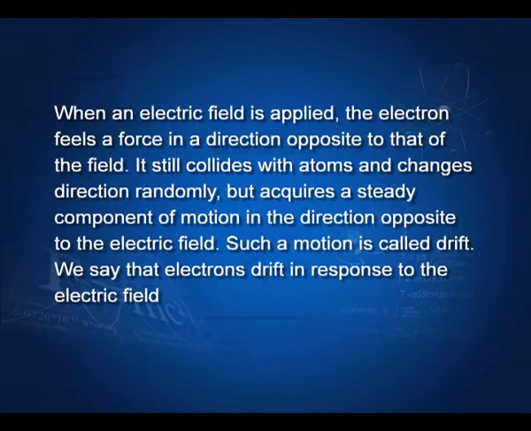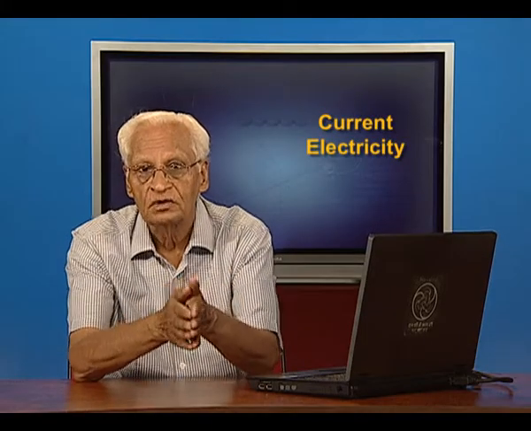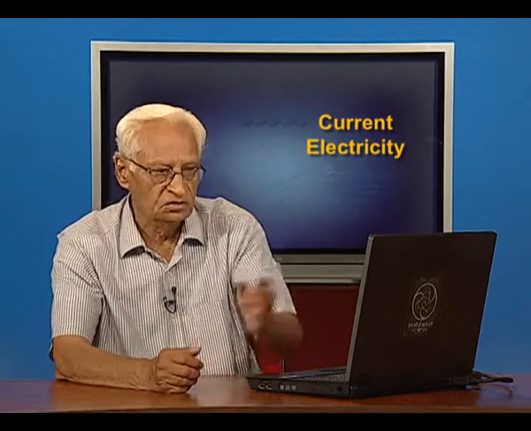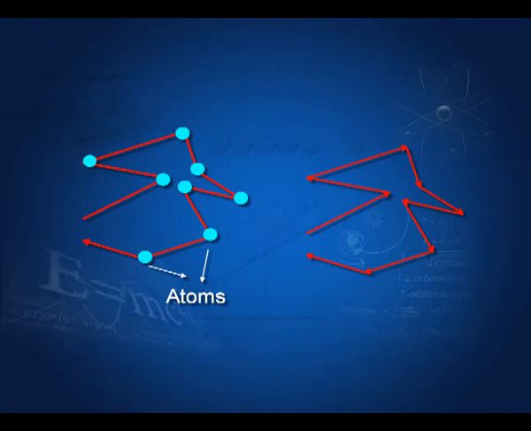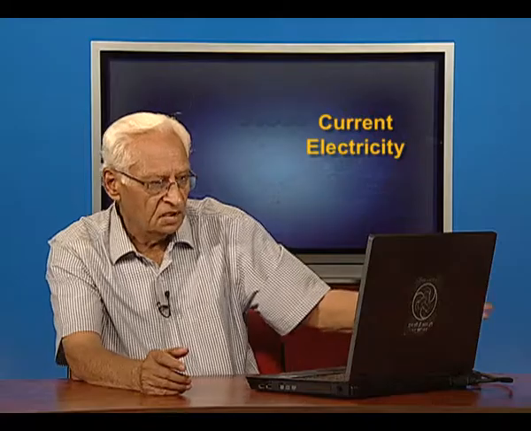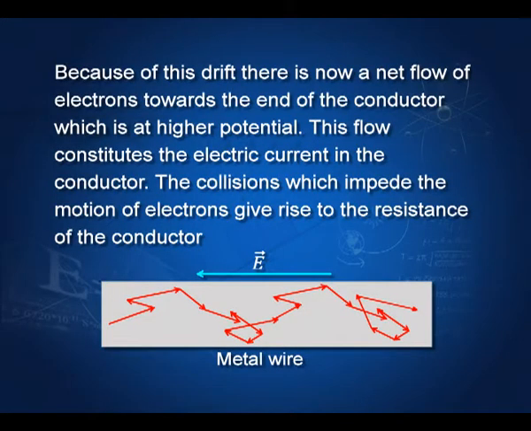So, when an electric field is applied, the collisions of course continue, but on top of the collisions, we now have a directional motion of the electrons, random but directional. So, they move in a direction opposite to the electric field. And you can see as they move, they also collide, but because of the electric field, there is net displacement of electrons. We say that the electrons are drifting in the direction opposite to the electric field. Because of this drift, there is now a net flow of electrons towards the end of the conductor which is at a higher potential. You can see the motion is still random.